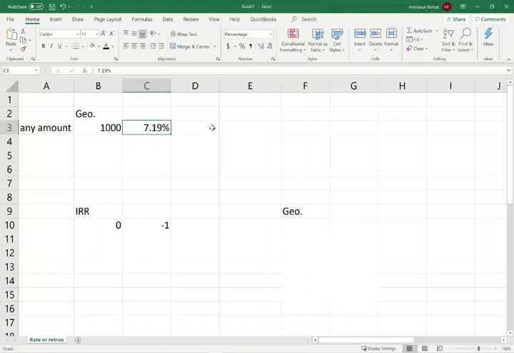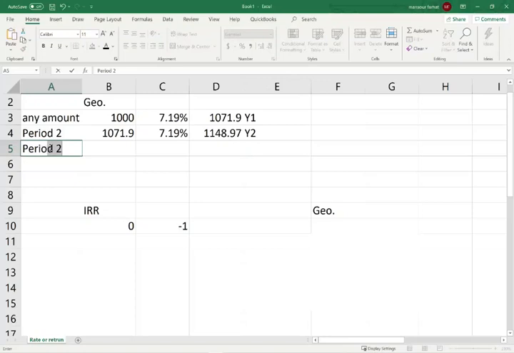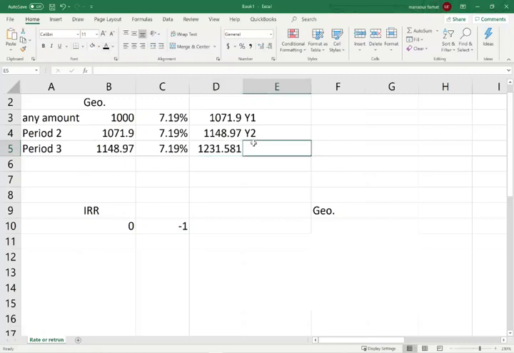Let me show you. So if we take $1,000, in year one, we invested at 7.19. At the end of year one, we had $1,071.90. Again, we could use millions. We could use 10,000 of millions. It doesn't matter, any dollar amount. We start period two. So this is period two with this amount, $1,071. Again, this amount, we're going to be earning 7.19, and that's going to give us at the end of period two, $1,148.97. We're going to start period three. Period three, we have $1,148.97. It's going to grow at 7.19, and that's going to give us at the end of year three, $1,231.58.